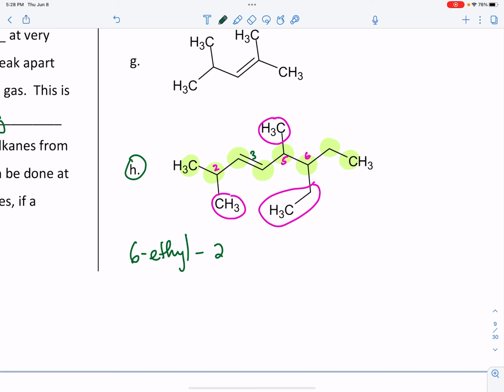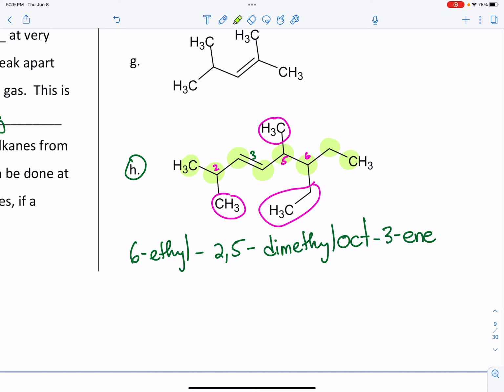And then 2, 5. Now remember, we have 2 methyl branches, so we use a prefix, dimethyl. Don't just say methyl, you have to say dimethyl. And then it was an 8-carbon chain, but it's an alkene with the double bond as the third bond. So with 8 carbons, we'll say oct, and then the third bond, so 3-ene. Ene because it's an alkene.